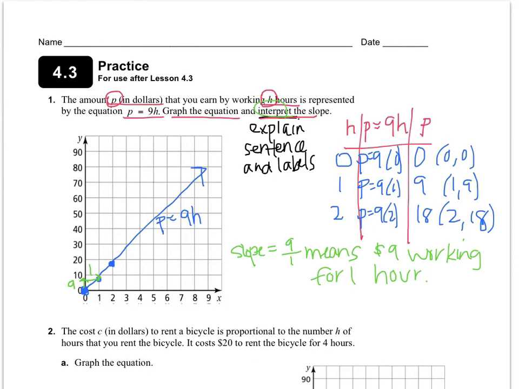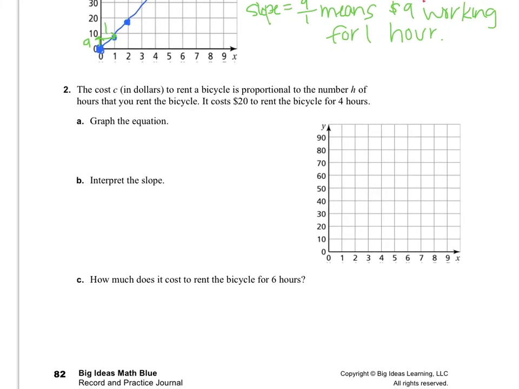In the next example, we don't have an equation in order to make a table with, but what we do have is this information that it's proportional. And proportional means that the graph goes through the point (0, 0). So I have (0, 0) as a point, and $20 for 4 hours is also a point. That's going to be the point (4, 20), because the X value in this story stands for hours, and the Y value stands for dollars.